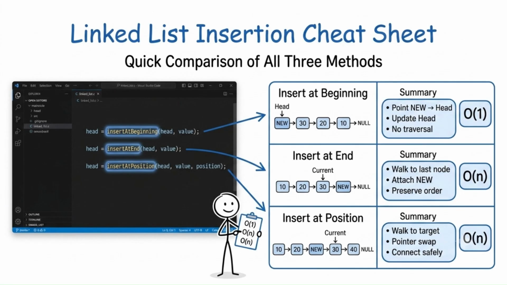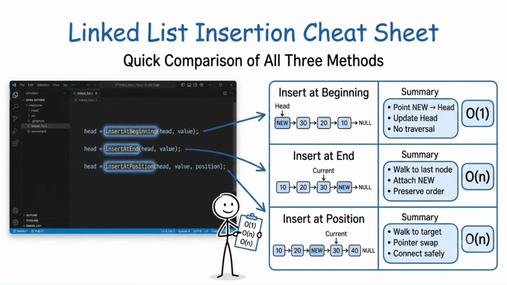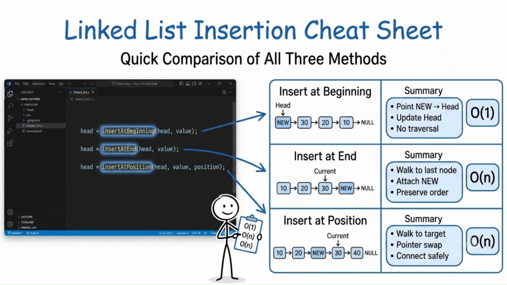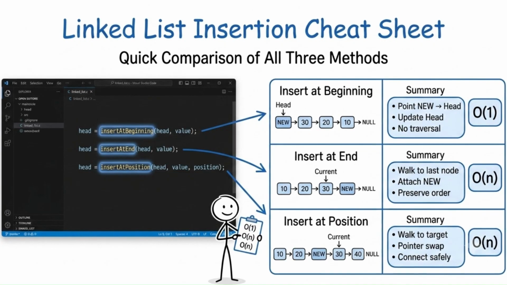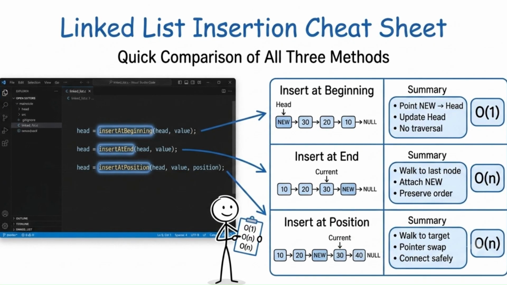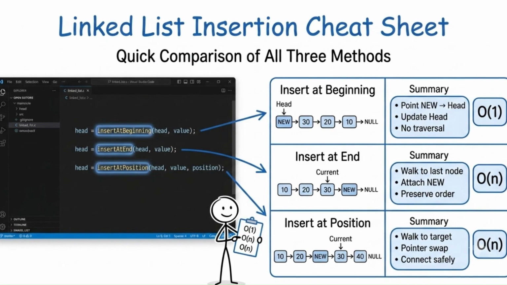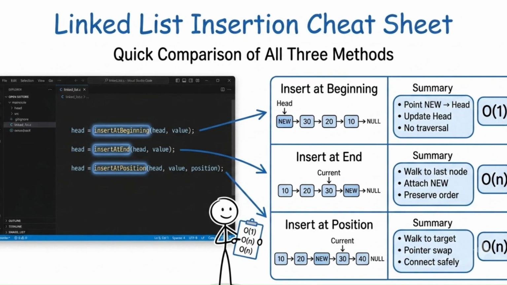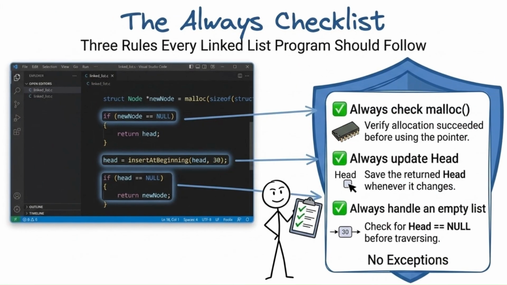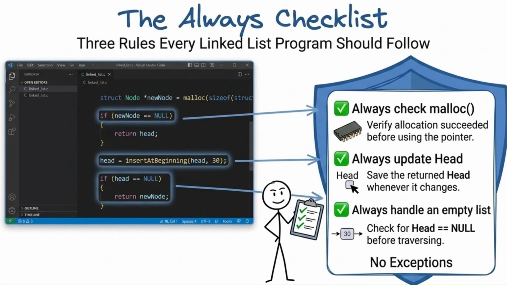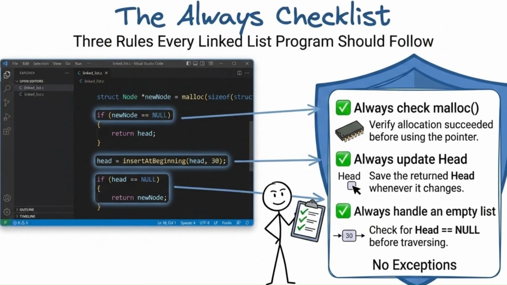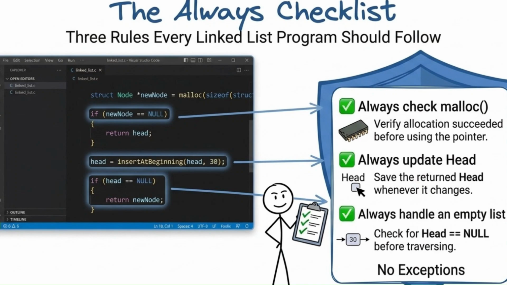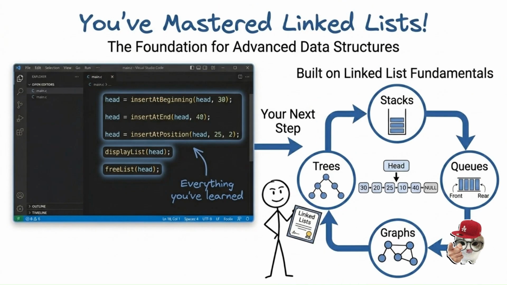Distilling all of this down to the absolute bare metal logic gives us this ultimate quick reference cheat sheet. At the beginning, point new to head, update head, bam, O of 1. At the end, walk while the next node isn't null, point the last node to the new node. That's O of n. At position, walk one step short of your target, do the delicate pointer swap, also O of n. And please, engrave this always checklist in your mind. Always check the malloc return value. Always return the new head when it changes. And always handle the empty list case. No exceptions? You've officially mastered the fundamentals.